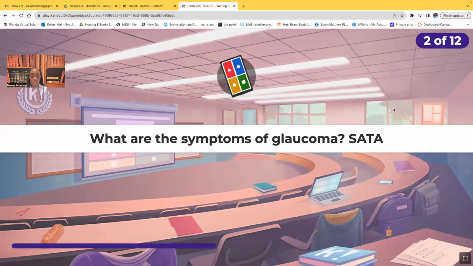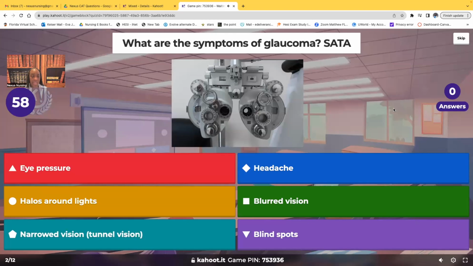Select all that applies. What are the symptoms of glaucoma? So this is select all that apply, guys. What are the symptoms? Here are your choices. Eye pressure, headache, halos around lights, blurred vision, narrowed vision, also known as tunnel vision, or blind spots. What are the symptoms of glaucoma? Select all that apply.